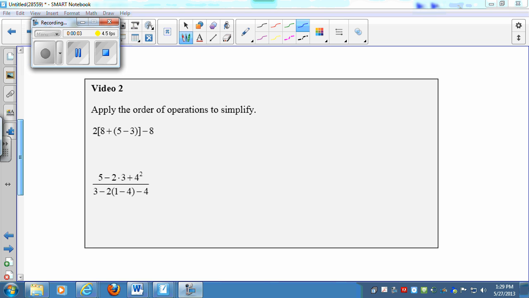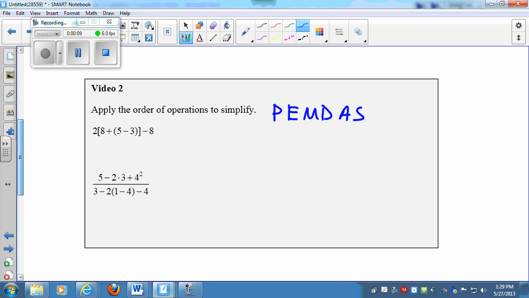Simplifying expressions, we follow PEMDAS, or please excuse my dear Aunt Sally. We perform these operations left to right when we encounter multiplication, division, and then addition, subtraction.